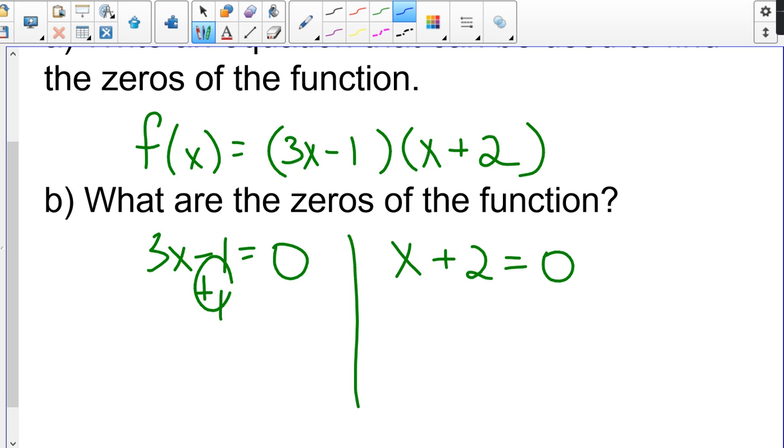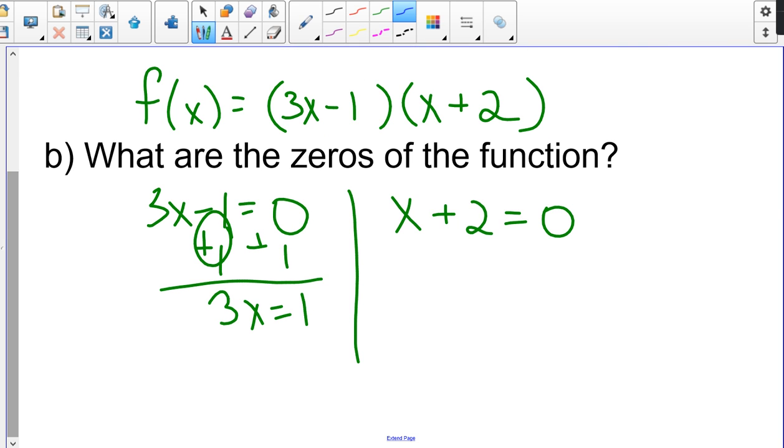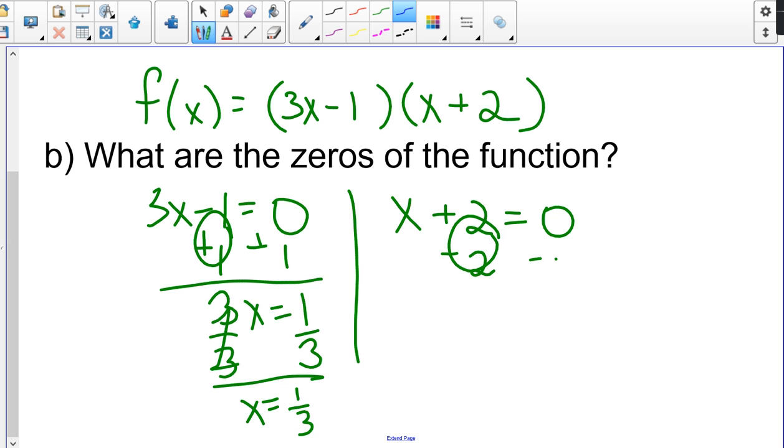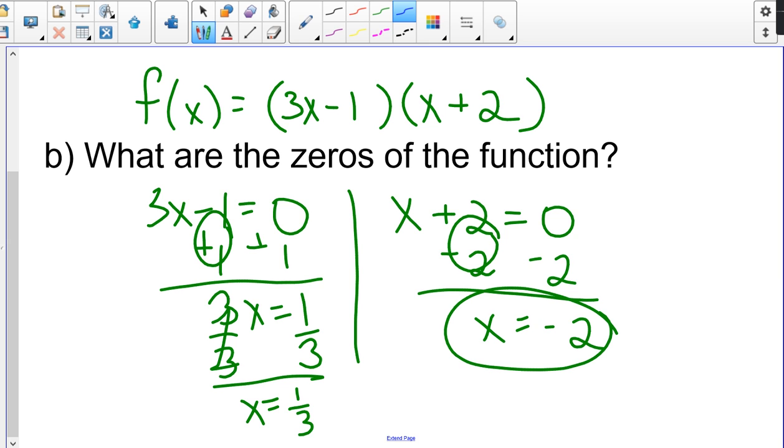So add 1. And we have 3x equals 1. Opposite of 3 multiplied by x is divide by 3. So x equals 1/3. That means that this graph will have an x-intercept or a 0 at 1/3. x plus 2 equals 0. We subtract 2. x equals negative 2. The second 0 is negative 2. So these are the two zeros or the two x-intercepts of the function.